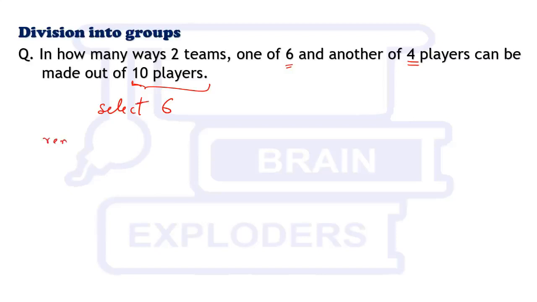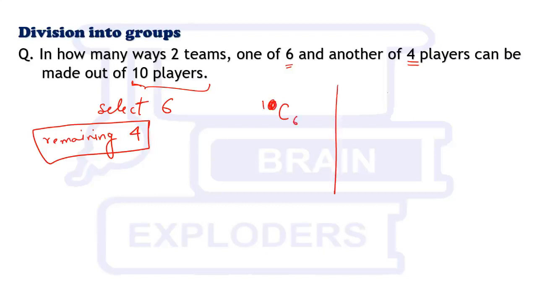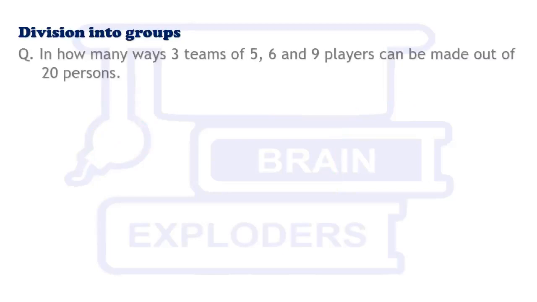then the remaining 4, we don't have to do anything. The remaining 4 will automatically come into another team. So how many possibilities are there? There are 10C6 ways to do this. Or if we select 4 first, then also we will get 10C4. Are these different? No, the values of both are the same. Let's take one more example here.